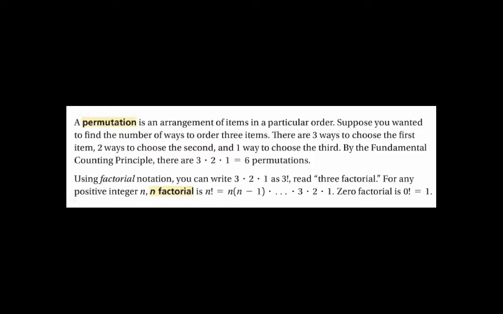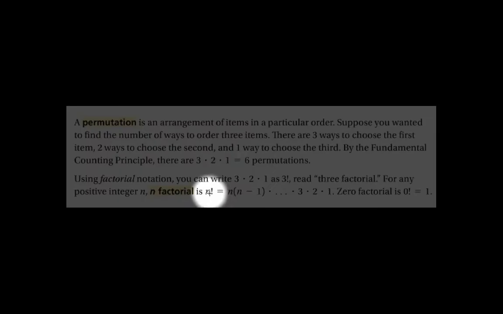Using factorial notation, you can write 3 times 2 times 1 as 3 exclamation point, that's 3 factorial. For any positive integer n, n factorial is defined as n exclamation point, and the way we expand that out is to take n, multiply it by a quantity n minus 1, so decrease n by 1, and continue in that pattern, decreasing by 1 each time, all the way until you get to 3 times 2 times 1 at the end.